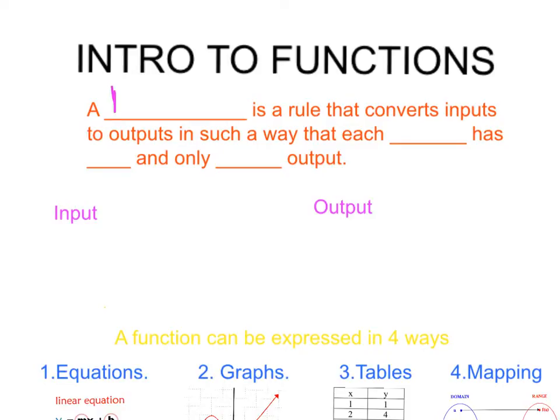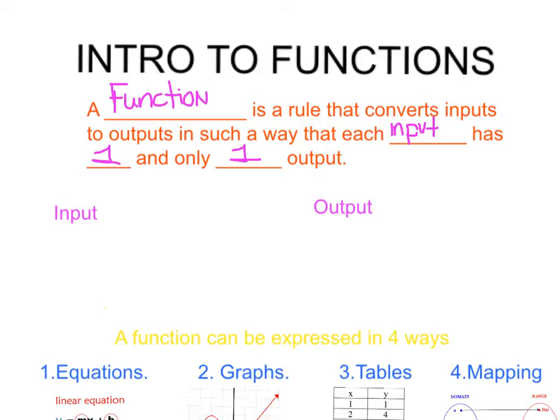So a function is a rule that converts inputs to outputs in such a way that each input has one and only one output. Sorry for my sloppy writing there. So if you need to pause it and copy it, go ahead. But a function is a rule that converts inputs to outputs in such a way that each input has one and only one output.